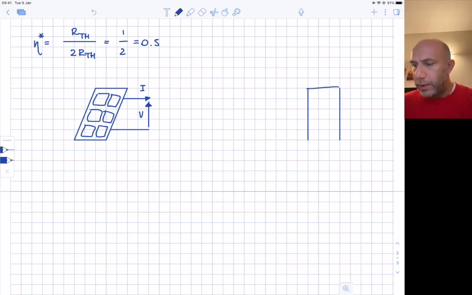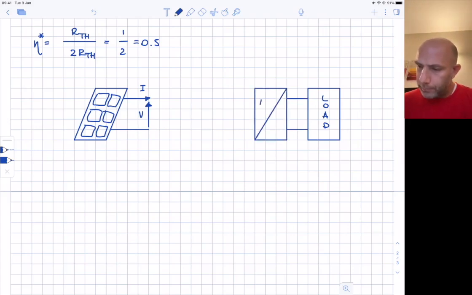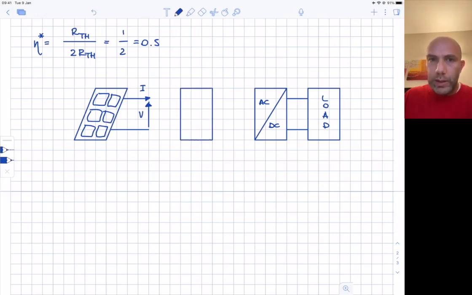Usually the load is powered in AC, so you need a DC-AC converter that is also called an inverter. In the middle, we have another component, and this component is something that makes it possible to see the load such that the power delivered to the load is maximum.